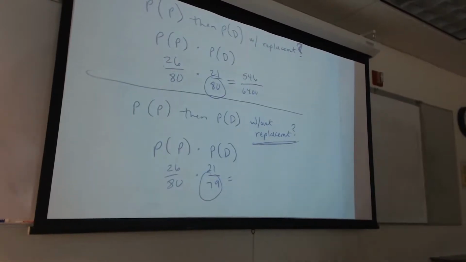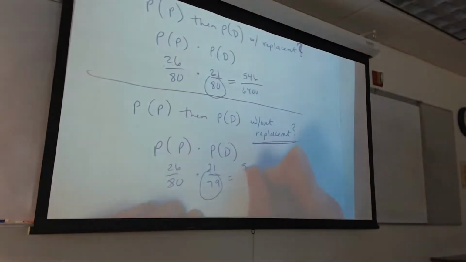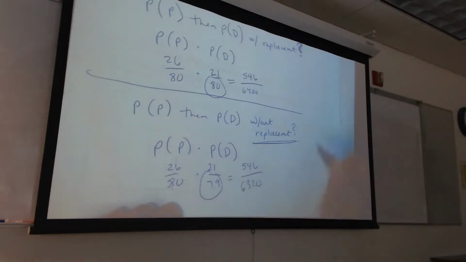So what's 80 times 79? Just to see what the difference is. 6,320. So slightly different. Okay, cool.